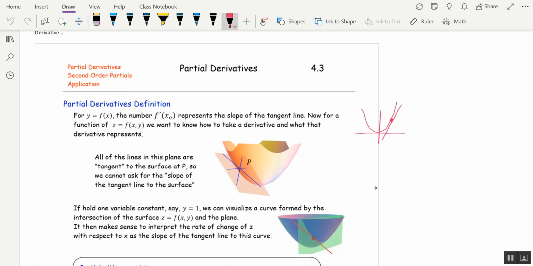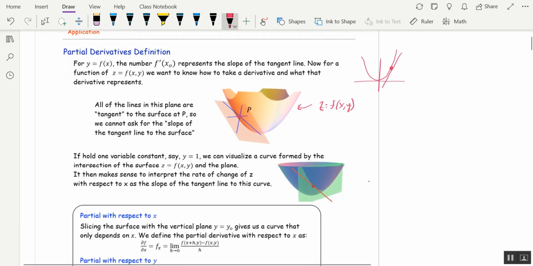Now, if we have a surface, so a function z equals f of x, y, then we've got a whole tangent plane at any point. And so what we do is we hold one variable constant. Now that has the effect of intersecting the surface with a plane, and then that does form a curve, and we can talk about the slope of that curve at any point. And that's the geometric interpretation of a partial derivative.